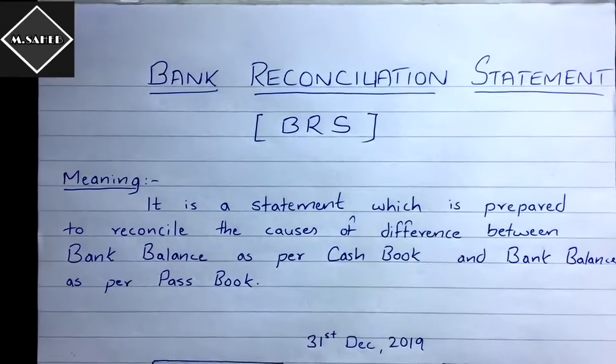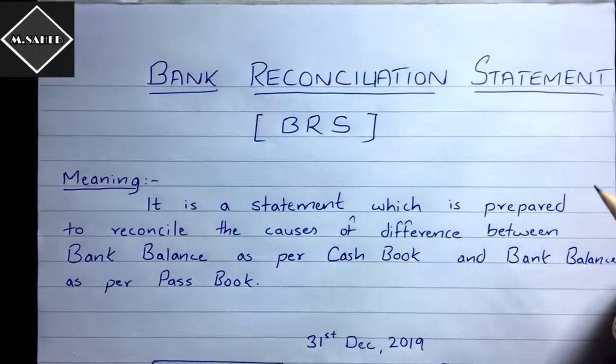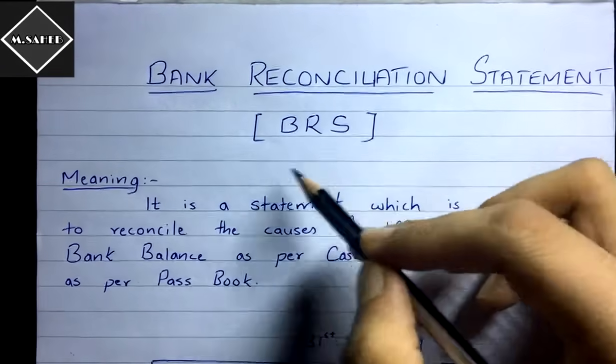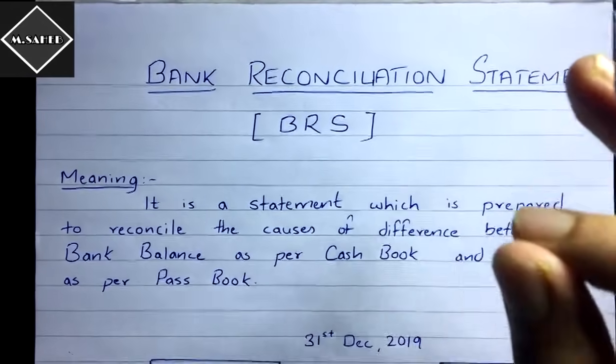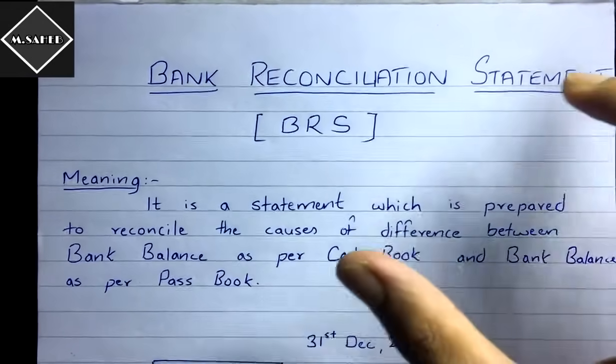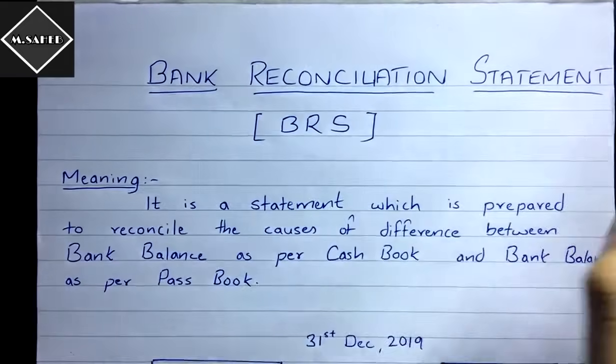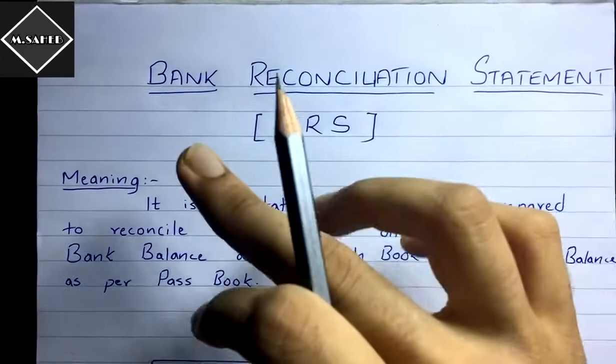Hi everyone, in this video we're going to see a new chapter called Bank Reconciliation Statement. This chapter, BRS, is from financial accounts, and it's a very simple and easy chapter. Why? Because there's nothing to do in this chapter. You just have to add or subtract. That's all. You have to prepare a statement and add and subtract.